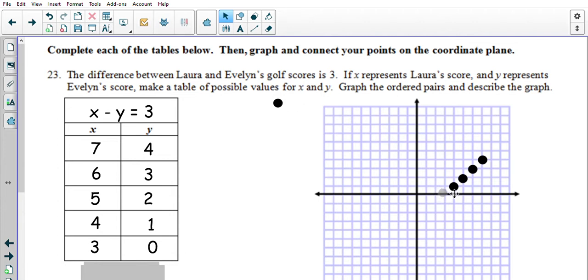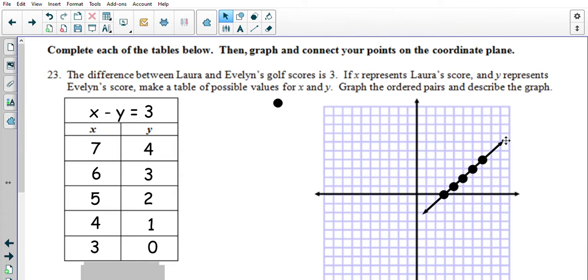I do like to connect these with a line, and I do put arrows on both ends. If you don't have arrows on both ends, it's not necessarily wrong. We'll talk more about situations when you definitely need to have arrows. This situation doesn't necessarily go on forever, but we'll connect those.